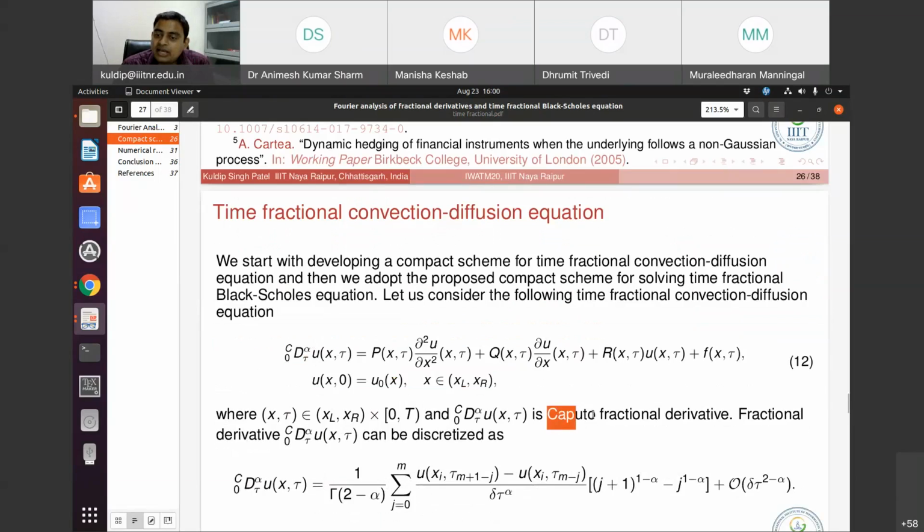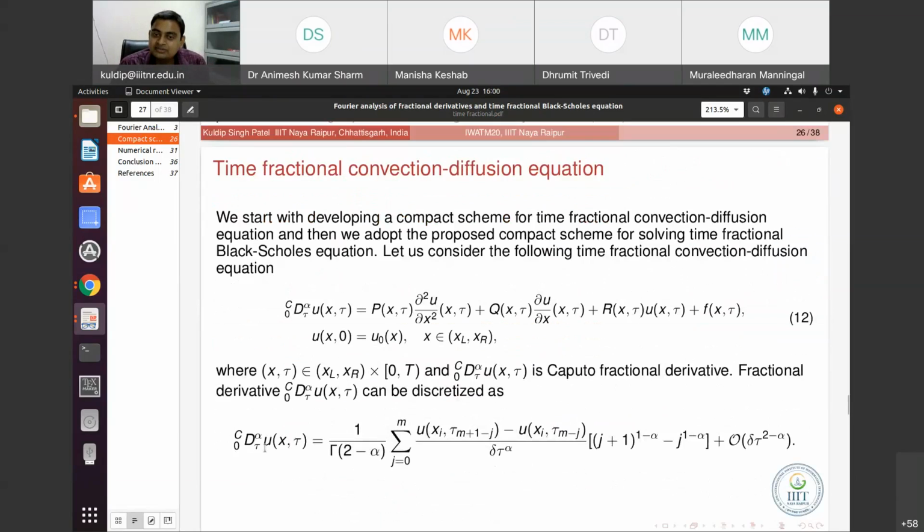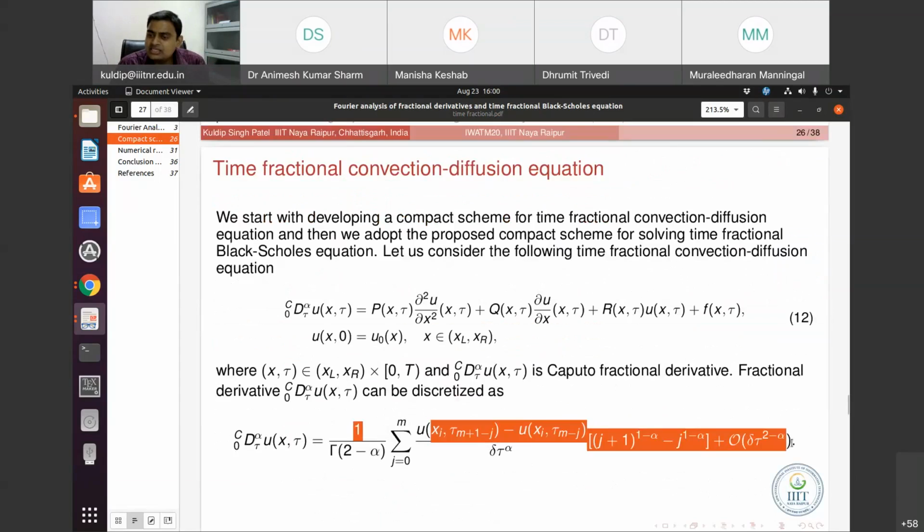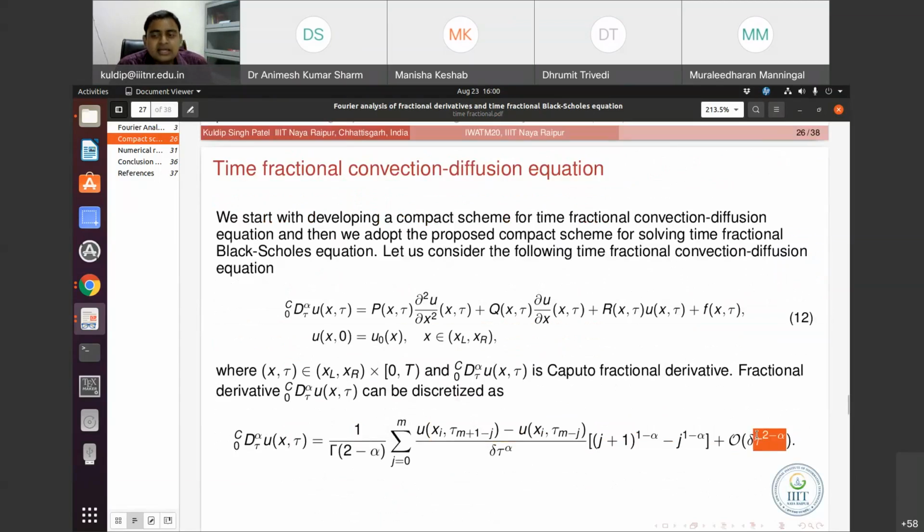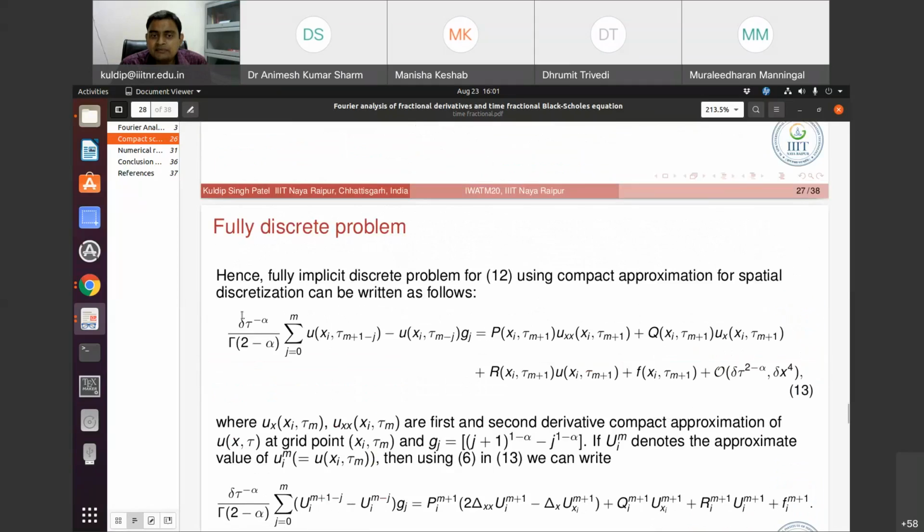So someone asked, I think you sir asked, why Riemann. No sir, I worked a little bit on Caputo also. This Caputo derivative is the existing one, and its order of accuracy is 2 minus alpha. Now you can get 3 minus alpha, even better than that, in the recent literature. But when I worked on this, I took 2 minus alpha, and I discretized equation 12 using this compact scheme, and we got this fully discrete problem, 13.